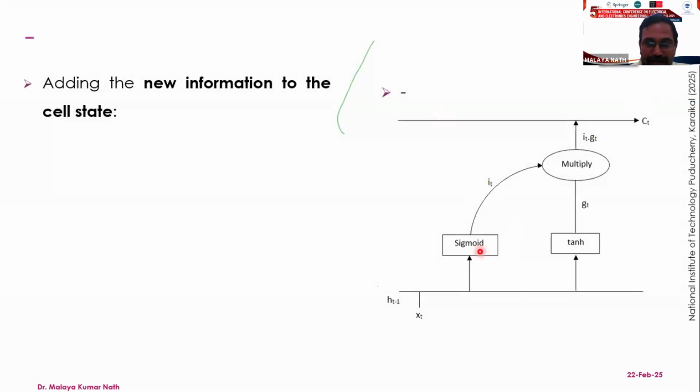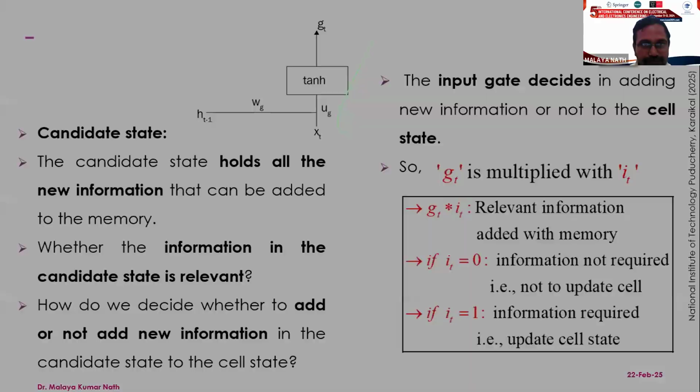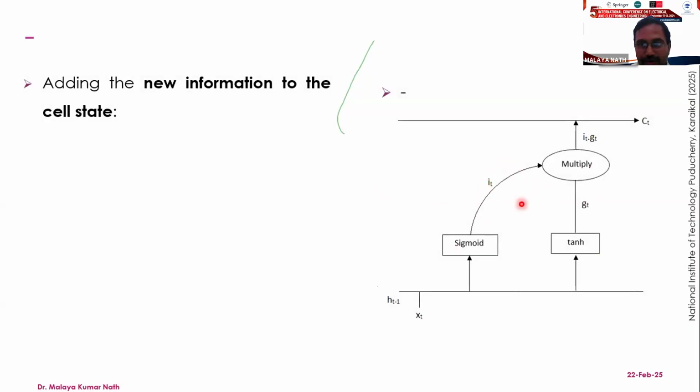Now just look at this diagram. It can be easily seen that IT is nothing but the input gate. So what is IT? We have already discussed it in the previous equations. IT will be nothing but sigmoid of Ui of xt, then Wi of h of t minus 1 plus bi. So now just look at this: we can get IT.